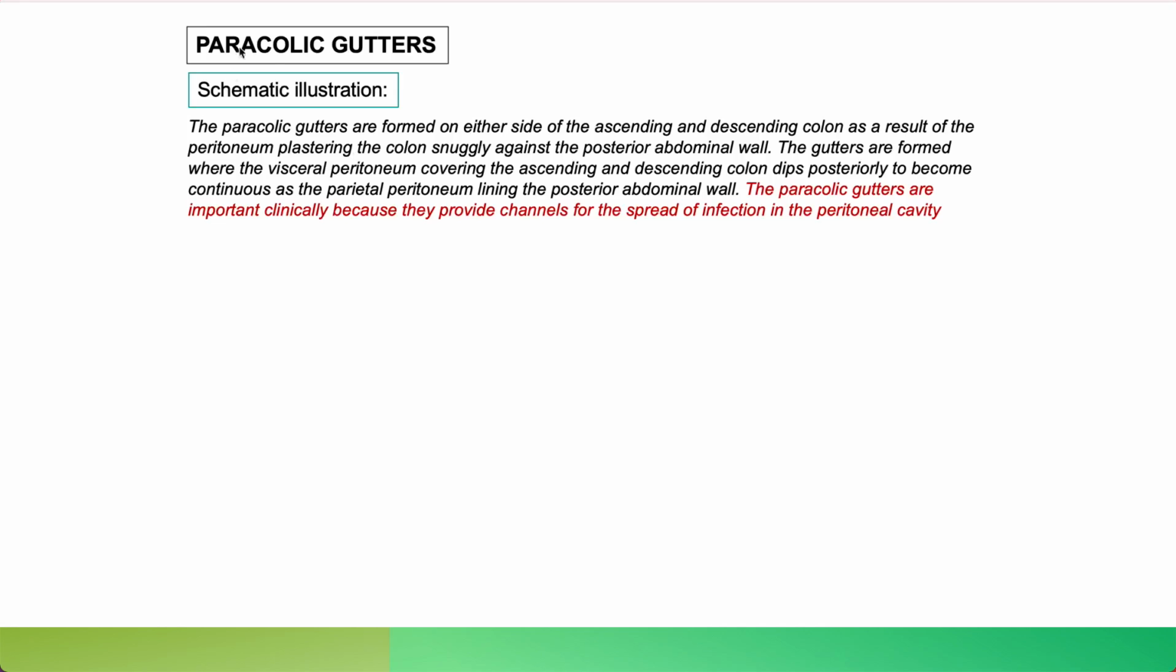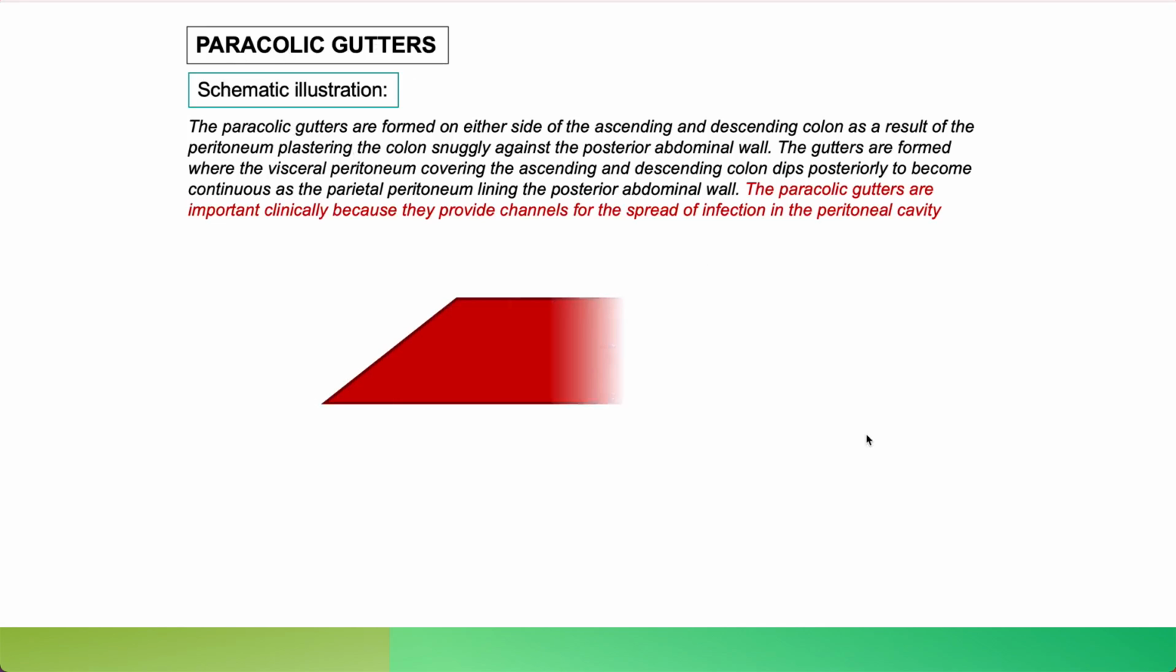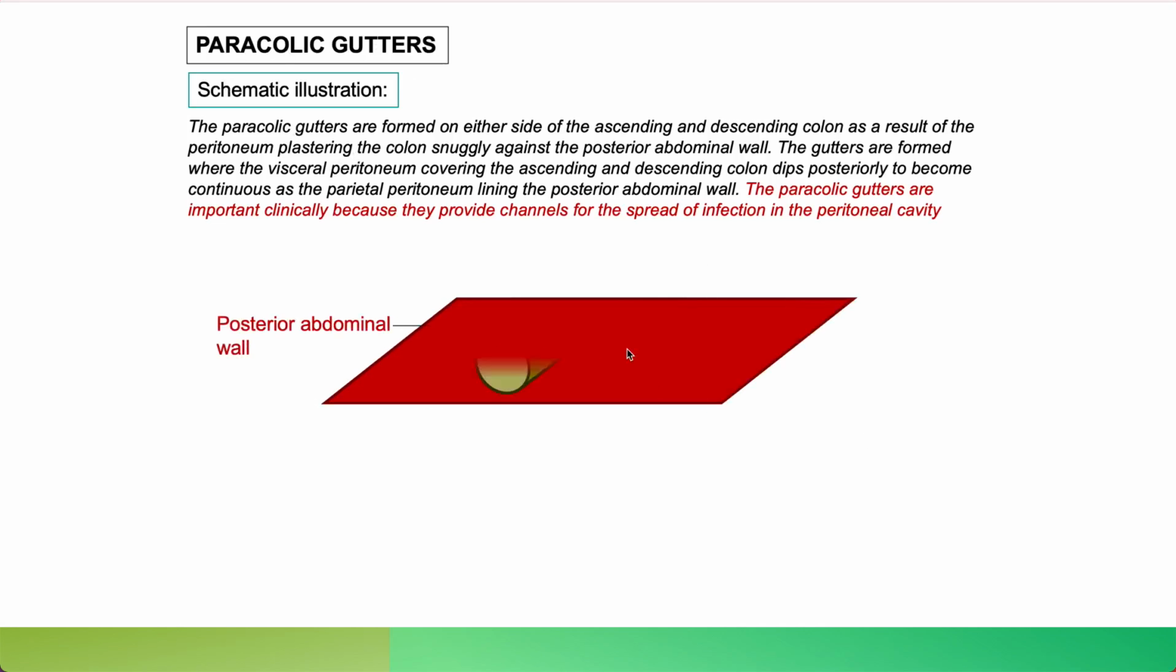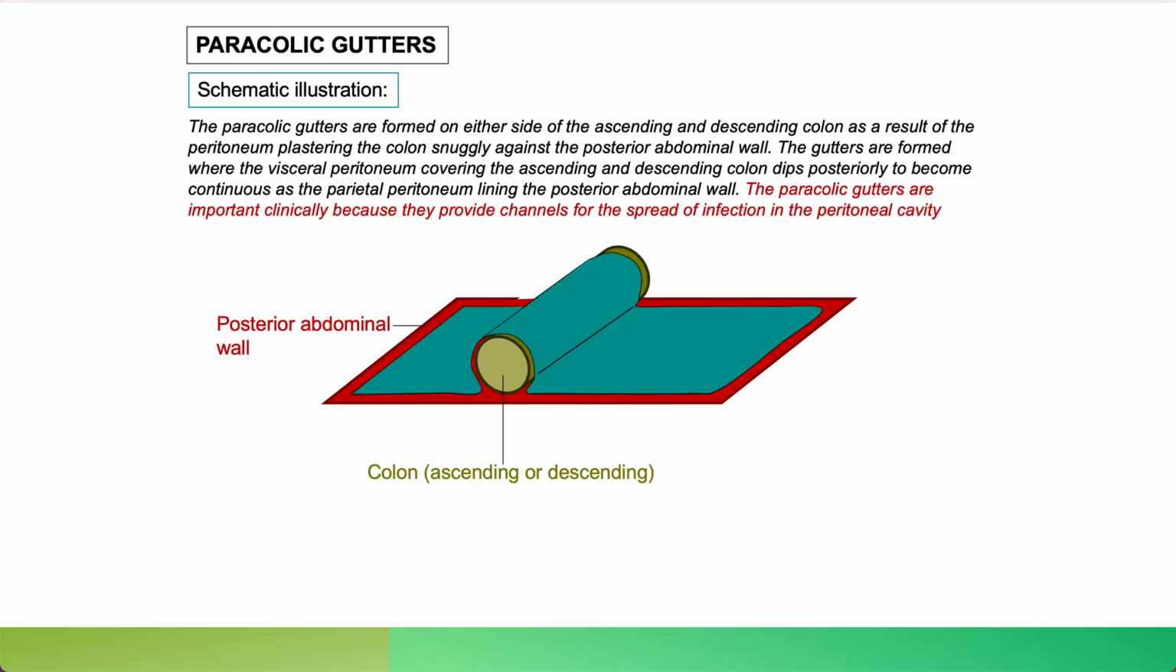Now, this concept is really important and you need to understand what these paracolic gutters are. So now, this is my posterior abdominal wall, and for example, you are looking at ascending colon or descending colon. Remember, both of these structures are retroperitoneal structures, meaning they are covered from the front and from the sides by peritoneum, but their posterior wall is in direct contact with the posterior abdominal wall.